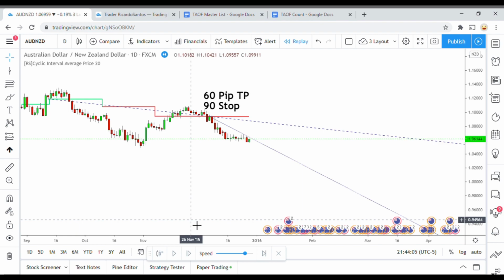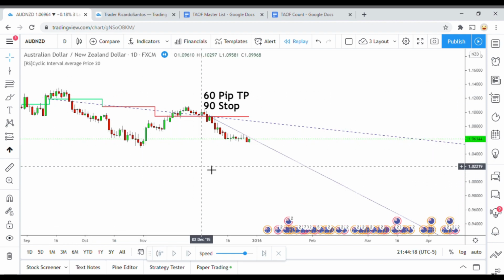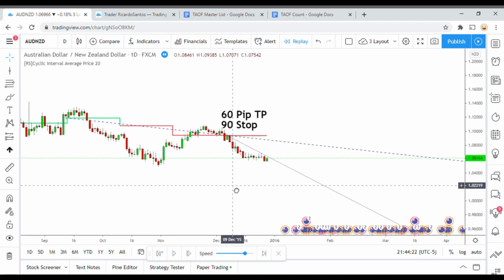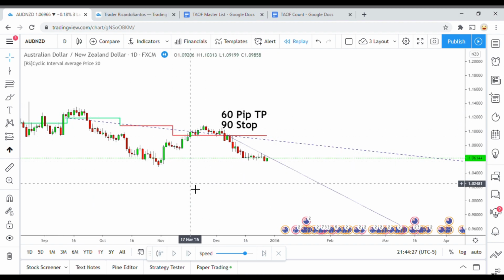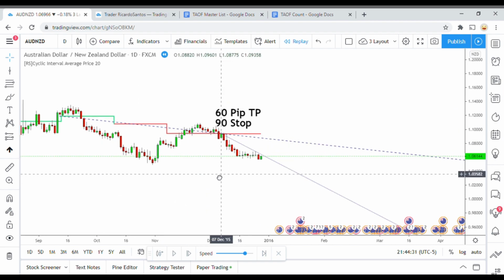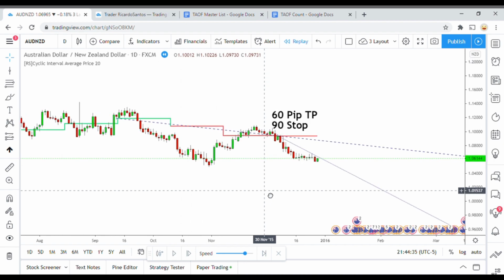Alright, so today's indicator is quite the mouthful to say. It is the Cyclic Interval Average Price Indicator. You can see it here on screen. It actually consists of a few different parts. We will only be trading it one specific way currently, and possibly another way if I play around with it and see fit.